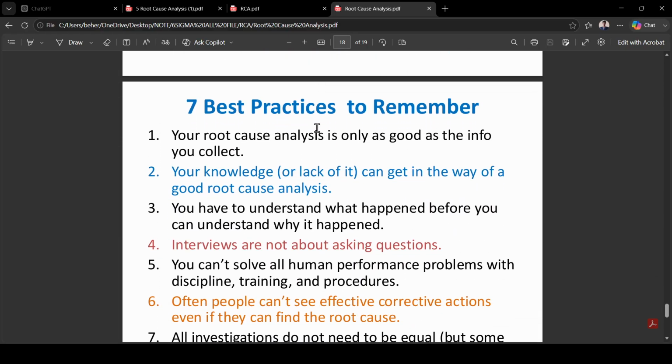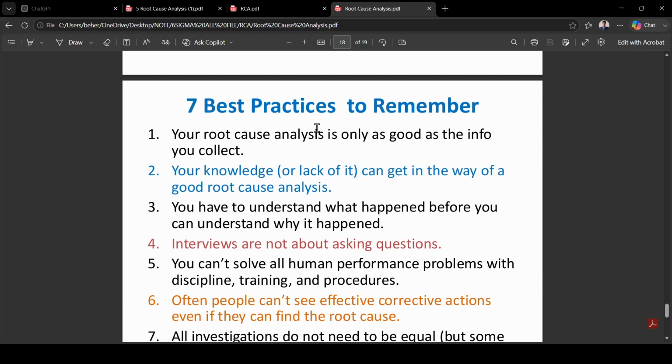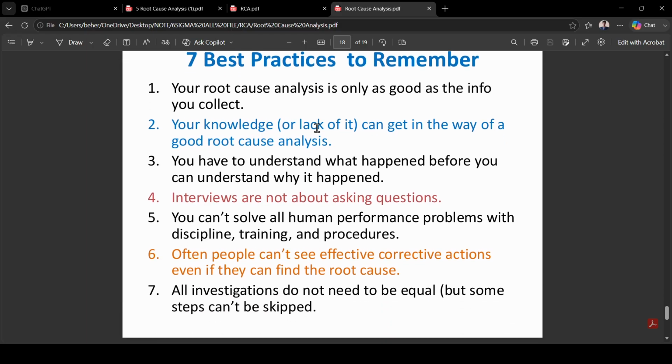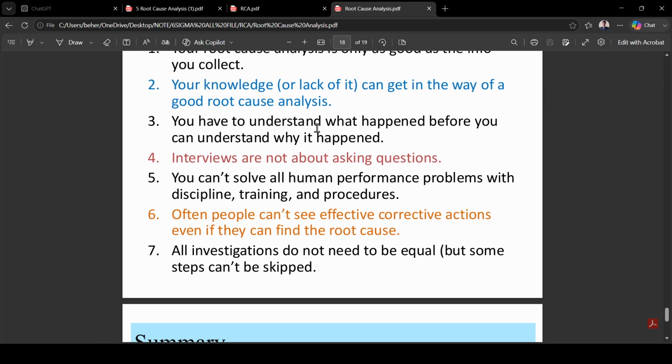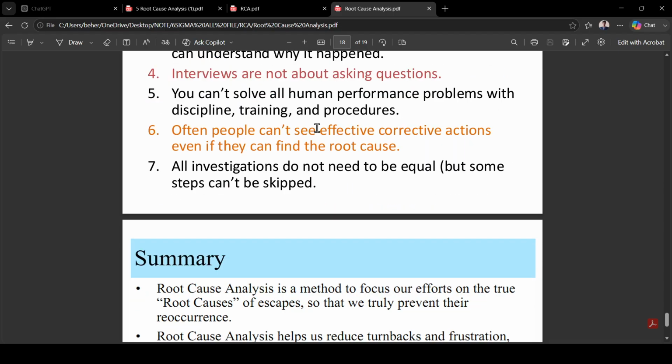Your root cause analysis is only as good as the information you collect. Your knowledge, or lack of it, can get in the way of good root cause analysis. You have to understand what happened before you can understand why it happened. Interviews are not about asking questions. You cannot solve all human performance problems with discipline, training, or procedure. Often people cannot see effective corrective action, even when they can find the root cause. All investigations do not need to be equal, but some steps cannot be skipped.